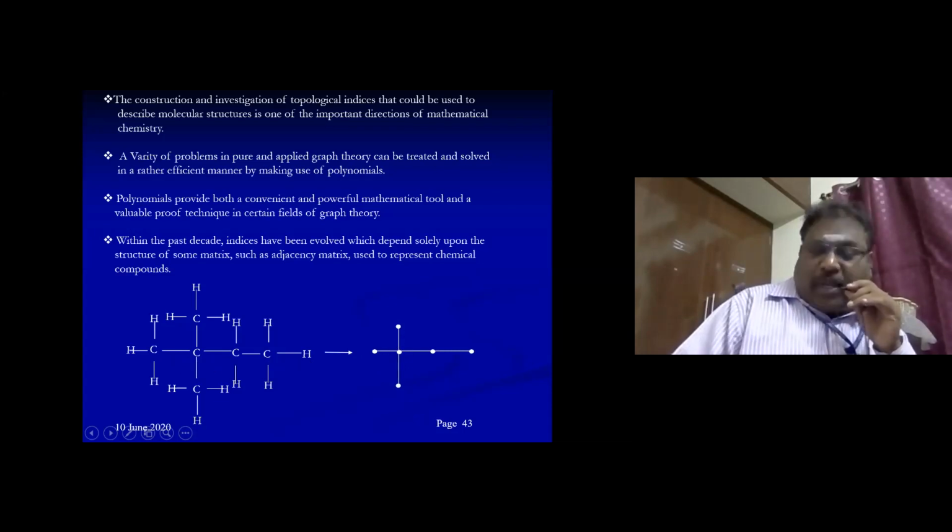So this is your molecular graph now. So how many vertices, carbon atoms, are there? 1, 2, 3, 4, 5, 6 carbon atoms are there, and then these are the edges: 1, 2, 3, 4, 5 edges are there. This is a molecular graph for this particular compound.